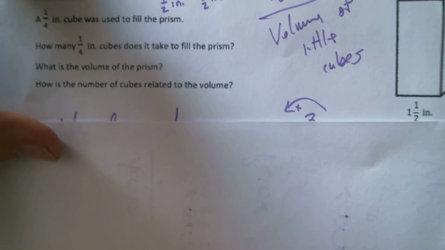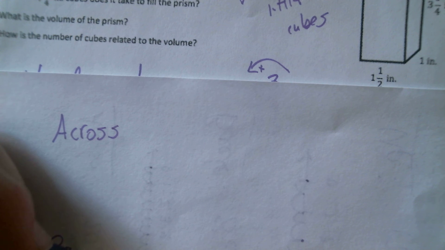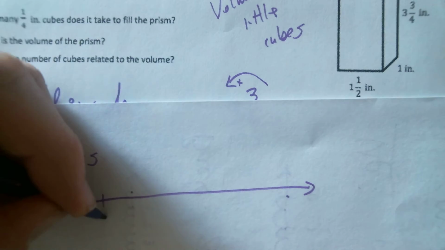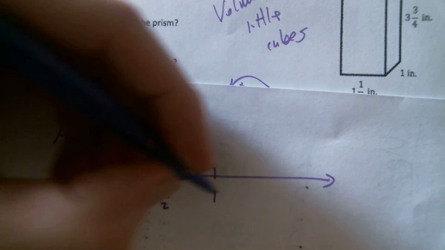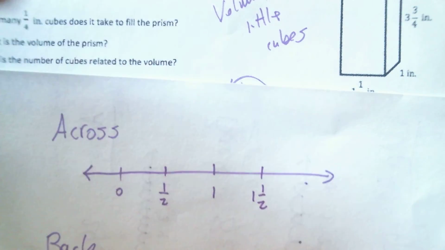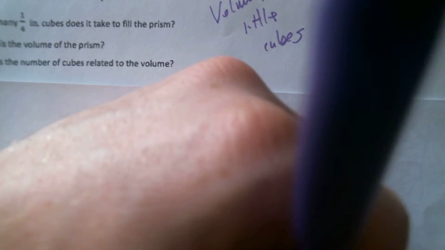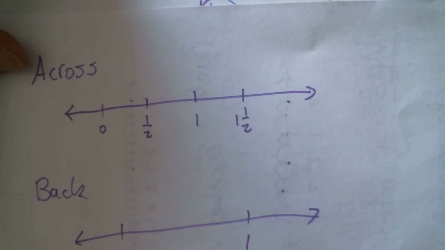So again, we have this shape, and I can think across, I can think back, and I can think up. How many are going to fit? Well, across I have 1.5 inches. So it looks like that, 1.5 inches across. Going back, I just have a single 1 inch, so 0 and 1. Going up, I have 3 3/4 inches, so it would look like this.